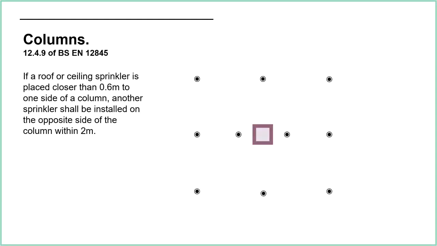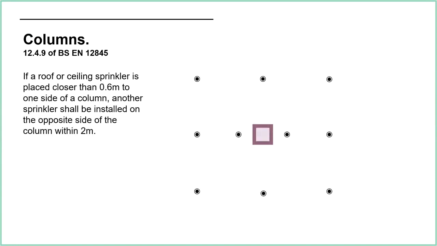So in this instance here, if we want to place a sprinkler head closer than 0.6 meters to one side of a column, then we place another sprinkler head on the opposite side within 2 meters. So I've given you a diagram there. It's showing what that might look like. So in the diagram on the right-hand side of the screen, we would like to put a sprinkler head right where that column is. If we were doing normal spacing, that's where we put our head. But we can't because there's a column in the way. So we're going to put one sprinkler head either side of that column.